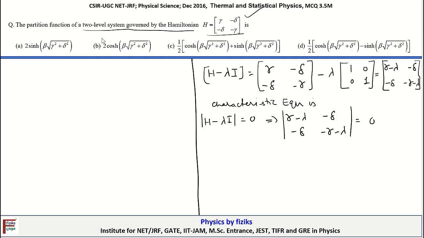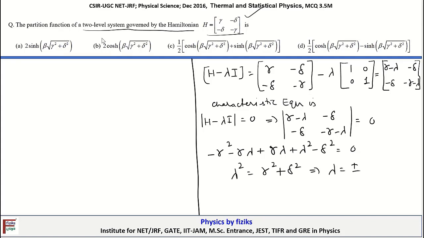And after solving, we will obtain, okay, so that can be done simply. After solving we will obtain minus gamma square minus gamma lambda plus gamma lambda plus lambda square minus delta square equal to 0, and this gives lambda square is equal to gamma square plus delta square, which implies lambda is equal to plus minus the square root of gamma square plus delta square.